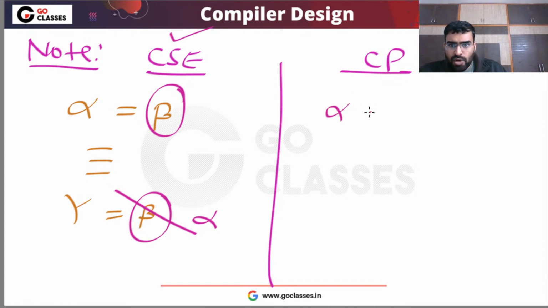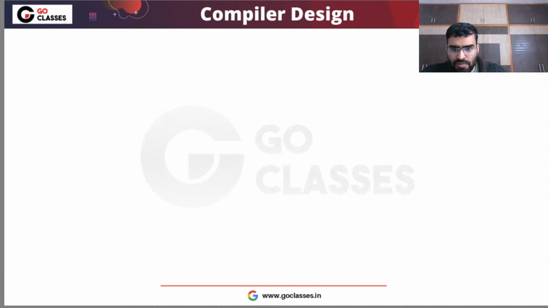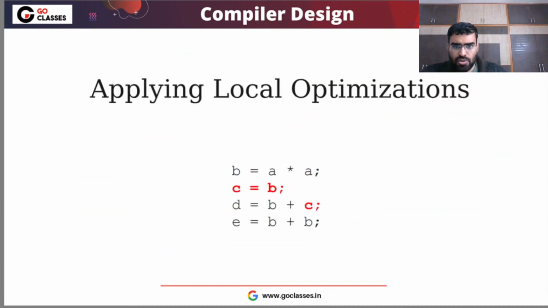In copy propagation, what happens? In copy propagation, this type of situation happens. Here this type of situation happens, and here this type of situation happens. Then in that case, you basically replace this alpha with the beta. This is your copy propagation. I hope the difference is clear to everyone. If the difference is clear, then you can just move on.